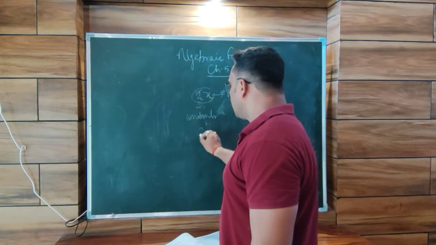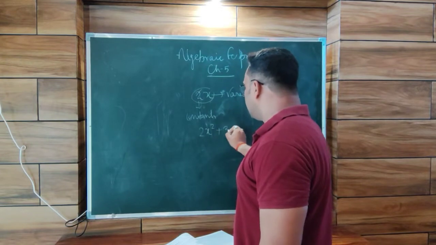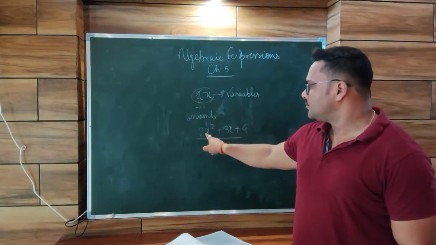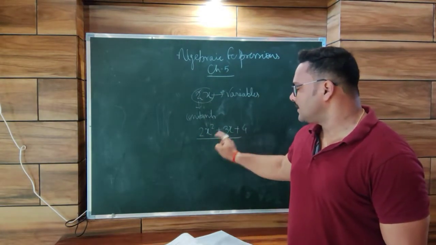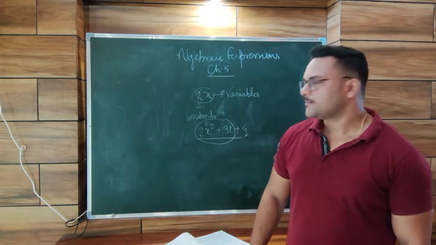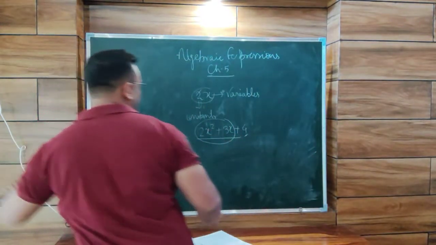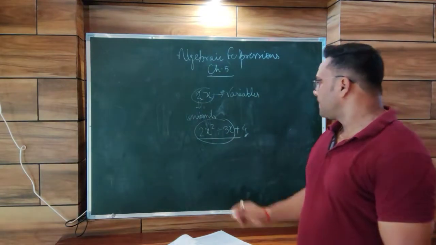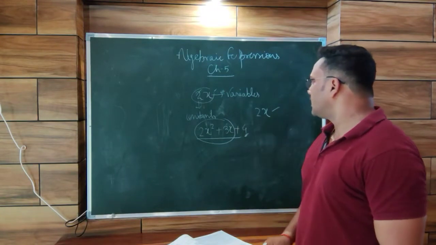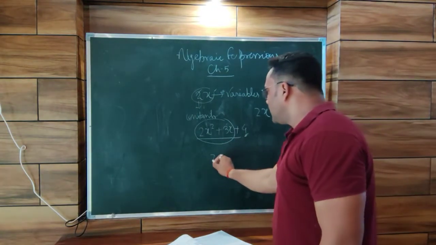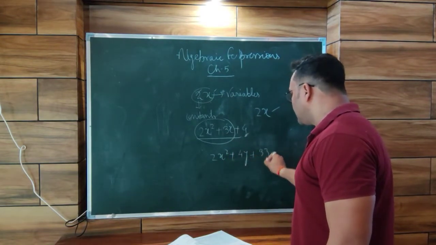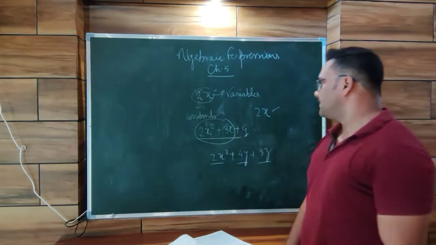Now look here. 2x square plus 3x plus 4. So we can see that there are two combinations, 2x square and 3x. So it has two terms. Constant terms we are not counting, we need not count constant terms. So there are two terms. If it is only 2x, as in this one, it is called one term. 2x square plus 4y plus 3z, so it has three terms, you can see.